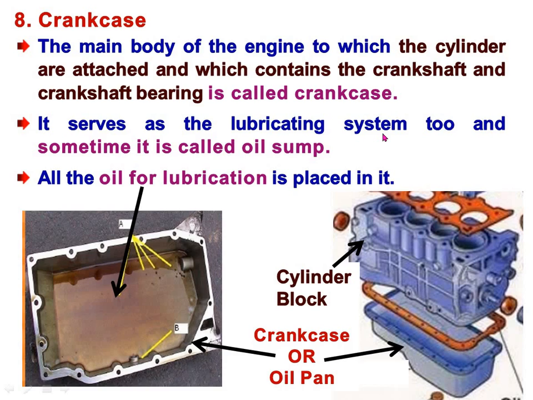It serves as a lubricating system too, and sometimes it is called the oil sump. See here, in the bowl type container, oil is there. So this oil sump, or our oil pan, will be useful in the lubricating system. All the oil for lubrication is placed in it. It means in the oil pan, or in the crankcase, oil is filled. So this oil is used for the lubrication system.